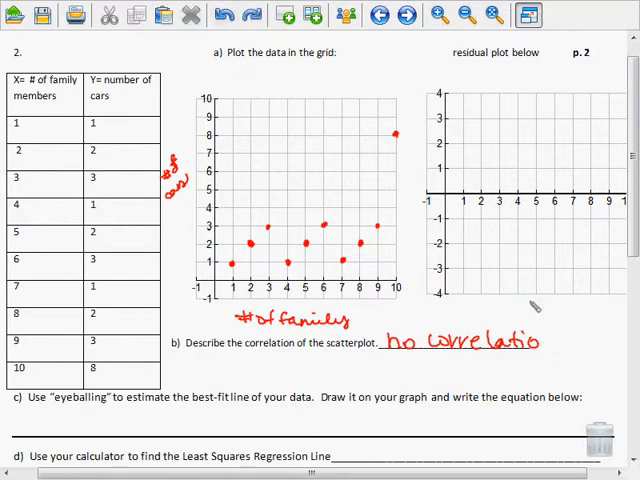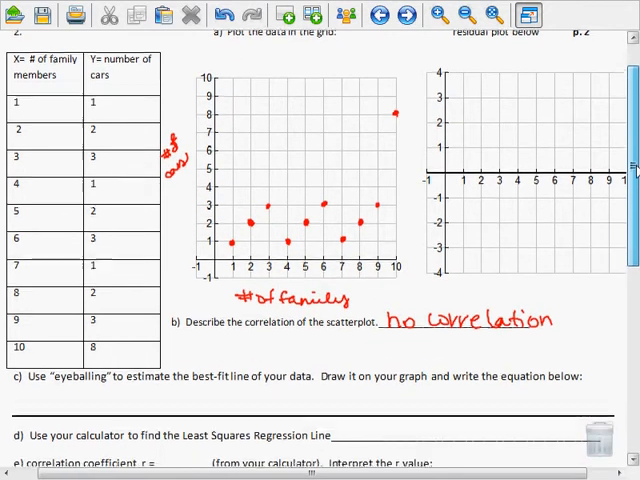Correlation. Okay, now the residual plot, we're not there yet. We can't do that. We'll come back up to that. That was just here because that's where it fit on the paper, okay? That doesn't mean we necessarily have to do it now, okay? So we did A, we plotted. We did B. So now we're going to do C.